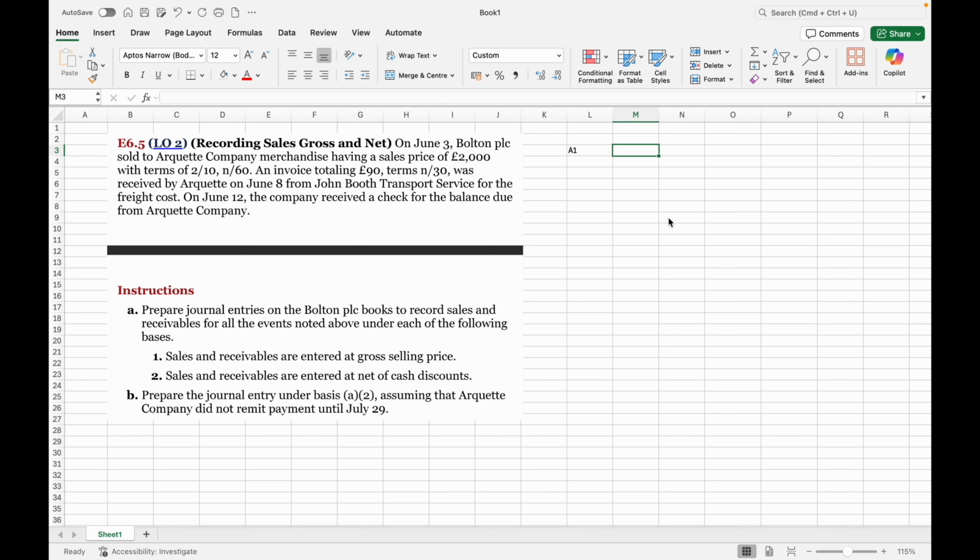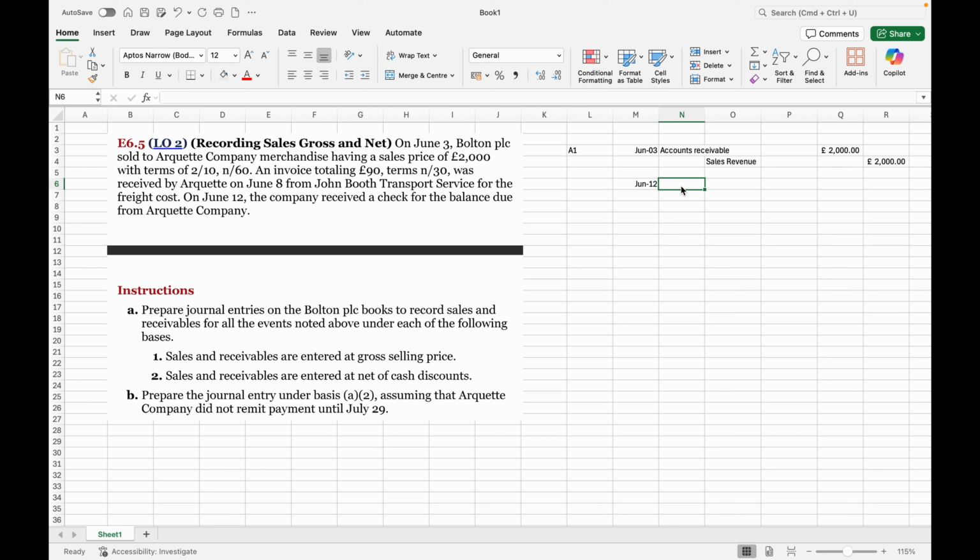So first, on June 3rd, we have our accounts receivable increased by 2,000, and then we have our sales revenue increased by 2,000 as well. This is June 3rd.